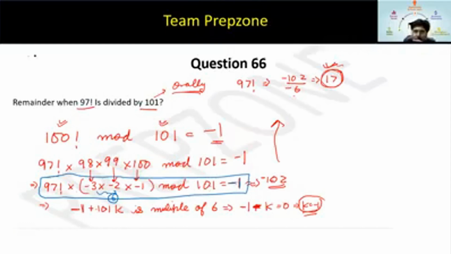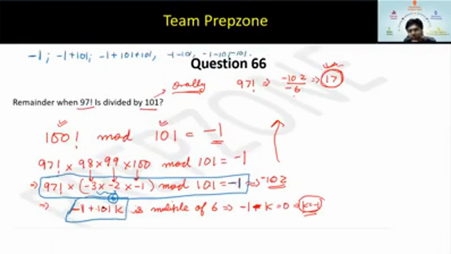I've already told you, you can write the remainder as -1, or as -1 plus 101, or -1 plus 101 plus 101, or -1 minus 101, or -1 minus 101 minus 101, and so on. So in generalized form, I can write it as -1 plus 101k. Any doubt in this? Anyone? We did the same in Euler, guys.